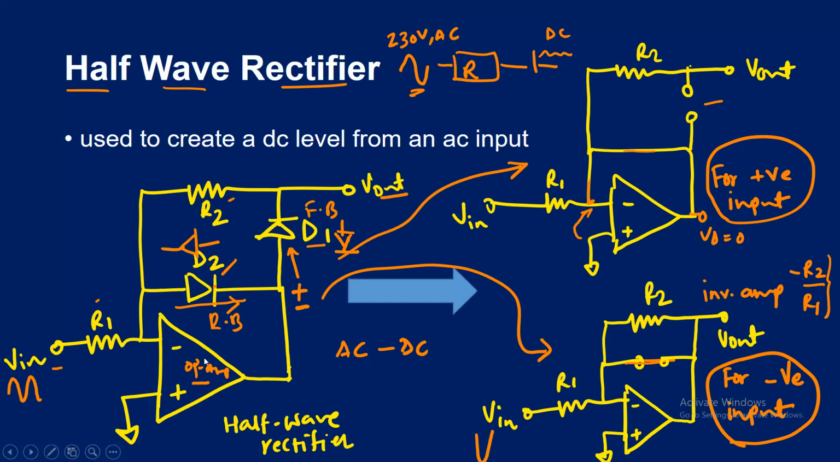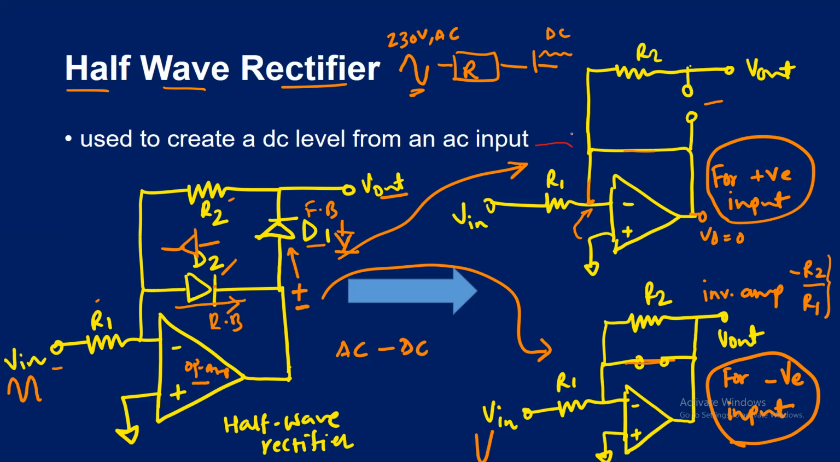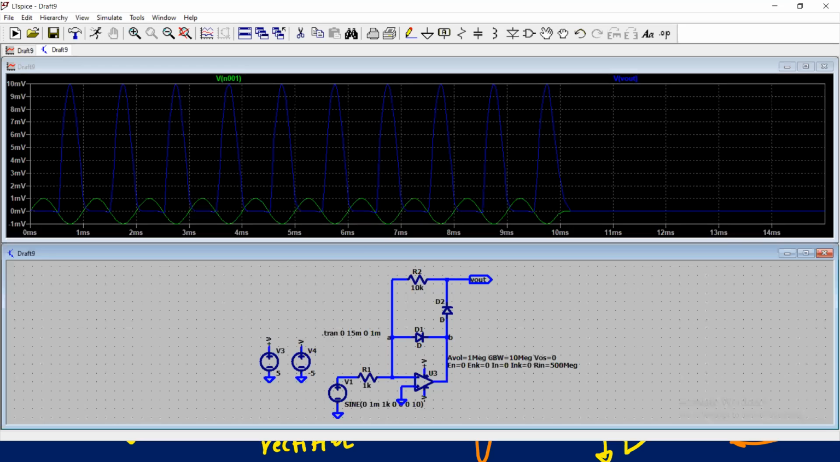You see here, this is your signal for the positive input, and this is the circuit for the negative input. So for the negative input, it is acting as an inverting amplifier with the gain as shown. So we come back to simulation. It is matching with the theory calculations, and that's it.